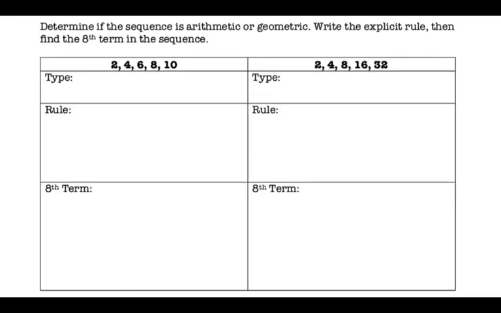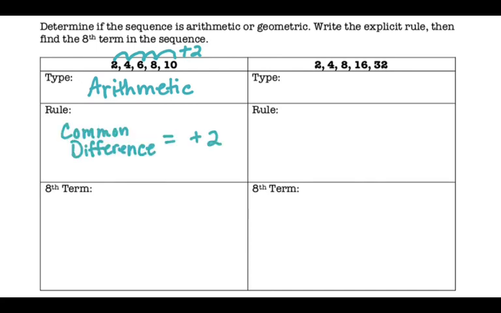So let's take a look at a couple of examples. On the left-hand side we have 2, 4, 6, 8, 10. As the numbers go from each number to the next, it's just adding 2 every time. So if it's adding, A for arithmetic, and the rule is just plus 2. That's a common difference. And to find the 8th term, we have to use the arithmetic sequence formula.